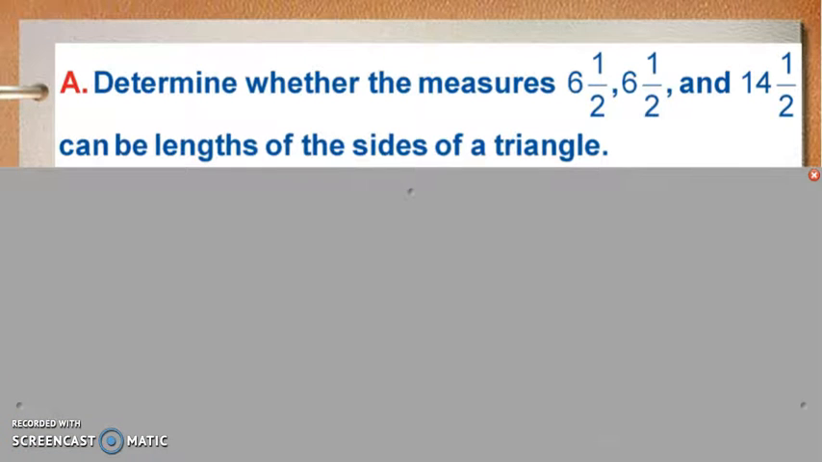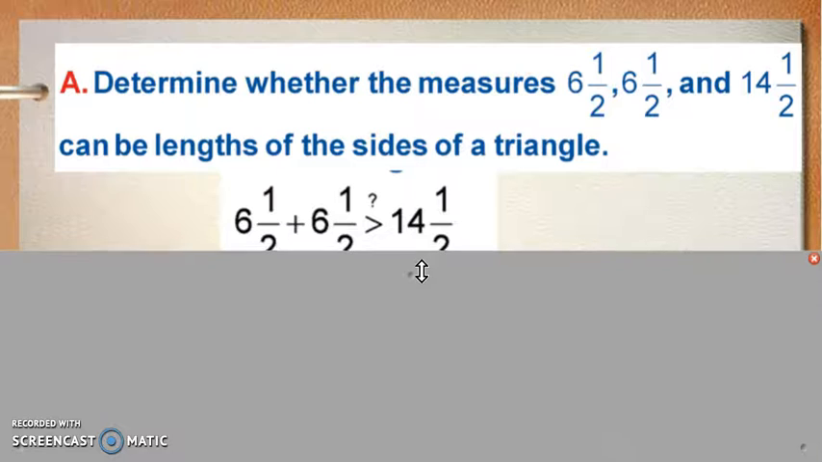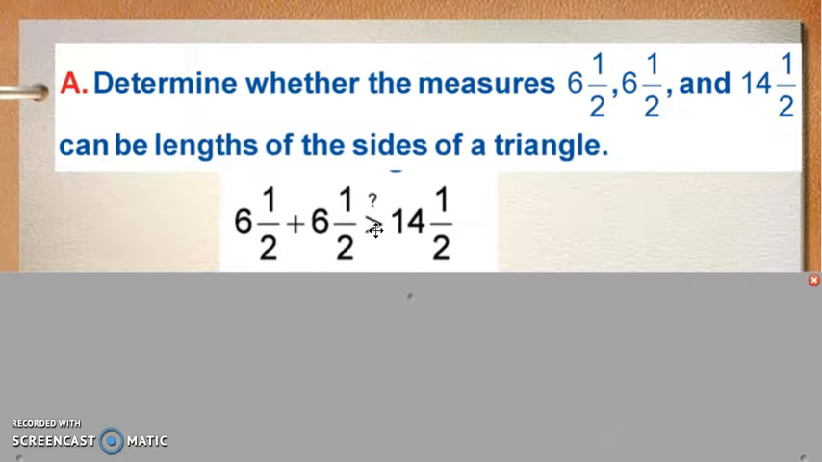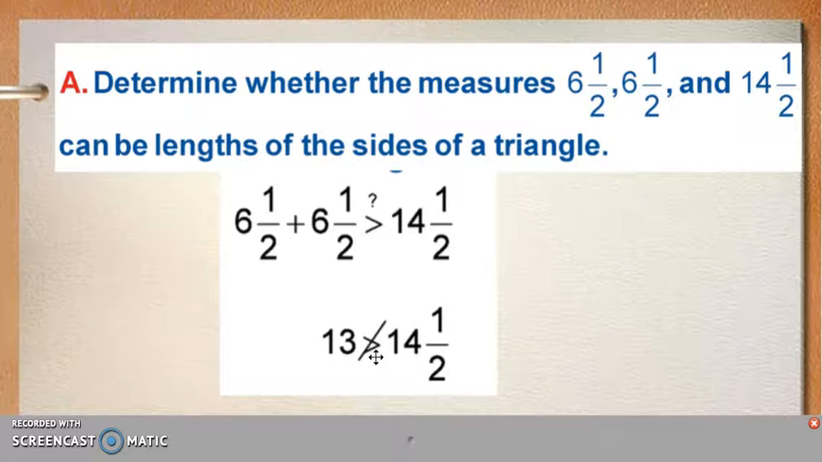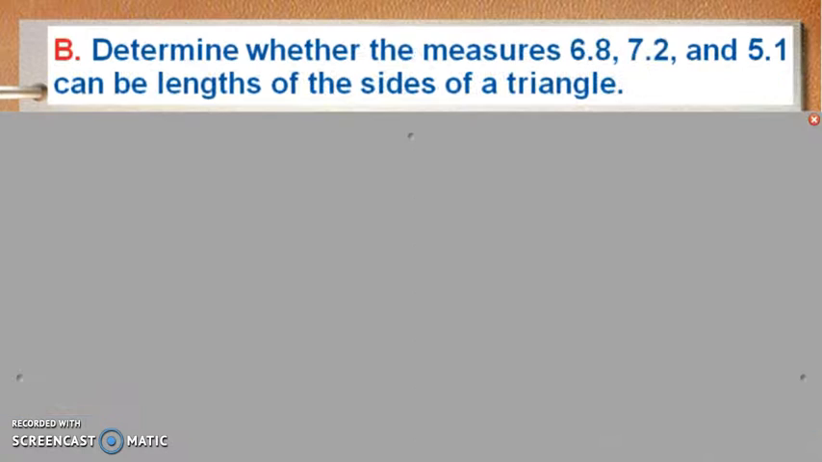Determine whether the measures 6.5, 6.5, and 14.5 can be lengths of the sides of a triangle. We need to use the triangle inequality theorem, and we need to determine if two sides are greater than the third side. If we start with 6.5 plus 6.5, we need to determine, is it greater than 14.5? And we find that 13 is not greater than 14.5. Therefore, 6.5, 6.5, and 14.5 cannot be lengths of the sides of a triangle.